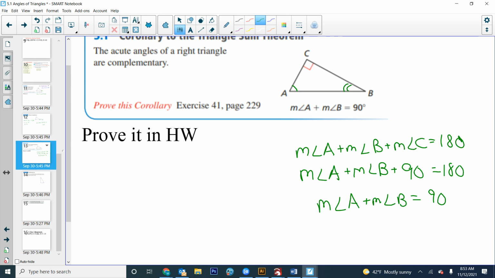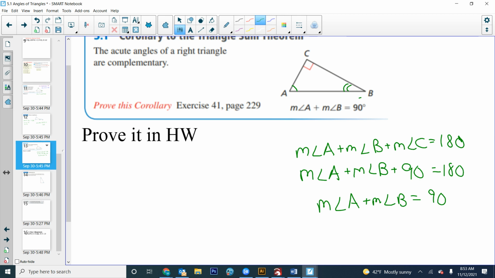So guess what? We just showed a special case. The acute angles in a right triangle have to add up to 90. Why? Because one angle is already stolen 90 degrees. To add up to 180, the other two have to add up to 90. Does that make sense? Give me some combinations. 10 and 80. 20 and 70. 1 and 89. Any combination that adds up to 90. Only for right triangles. All right? And what do we call two angles that add up to 90?